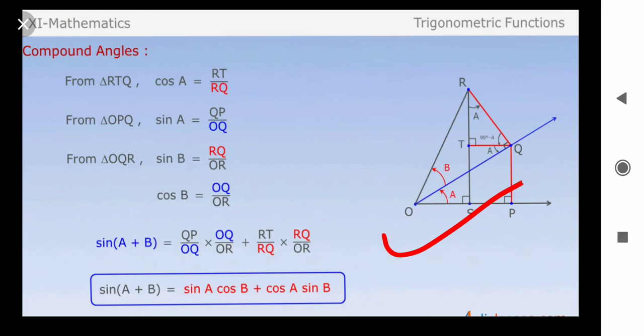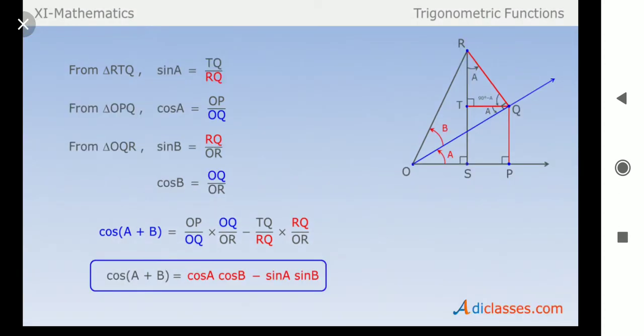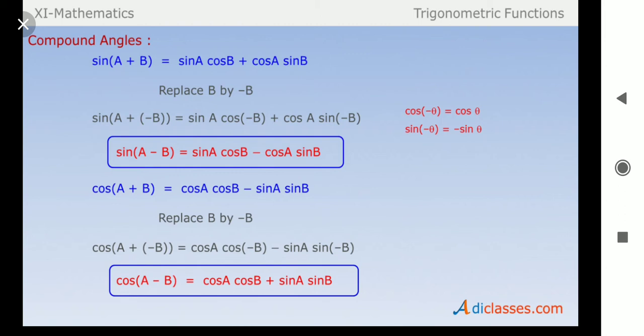And now the next one is sin(A-B). In this, what we have to do? All that we have to do is just replace plus B with minus B. We will write minus B in place of plus B. See here, I have just replaced B by minus B. So wherever you find B in sin(A+B), now you will write minus B. So this one will be sin(A-B).